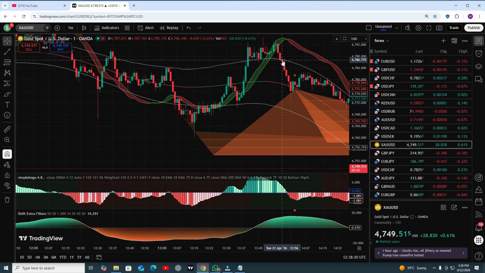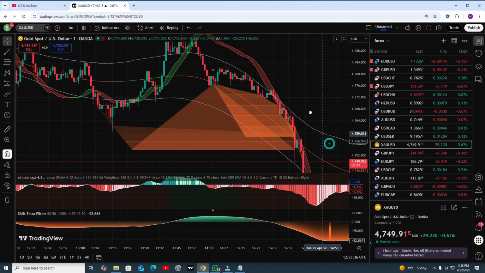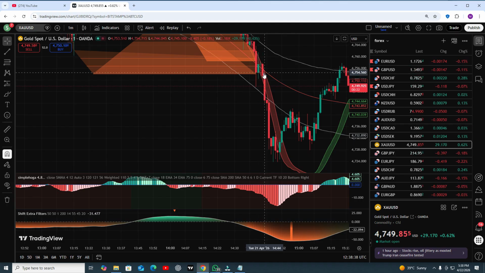And the second rule, a simple rule: make sure the candle closes below the RSI. This candle is closing below the RSI, so this is your sell position. Put your stop loss, a very small stop loss, and take profit like this one. Book your profit at this point.